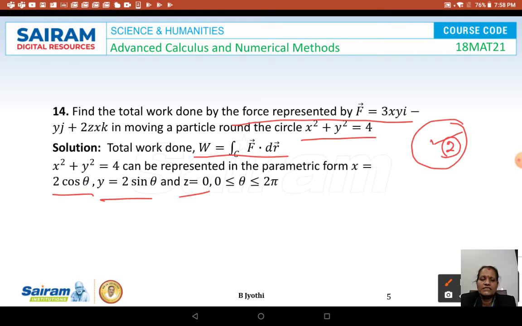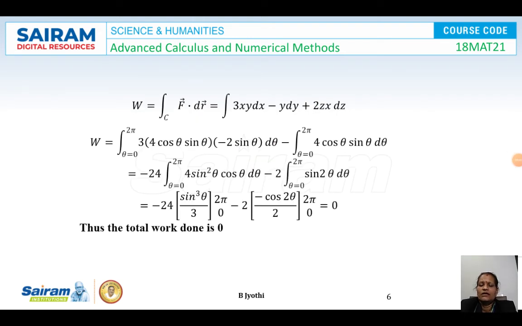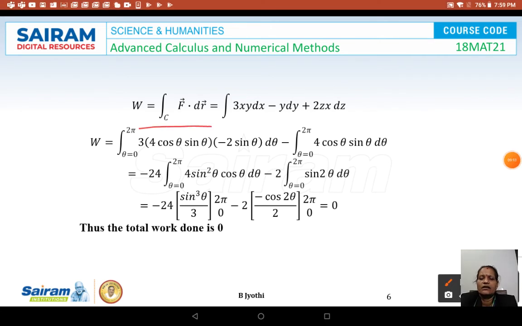And we know that this is the circle on the x-axis and y-axis, so theta will be varying from 0 to 2 pi. So, it is represented here. Theta is varying between 0 to 2 pi. Now, the work, that is W is equal to the integral of F dot dr. So, what do we get here? The integral of F dot dr is nothing but 3xy dx minus y dy plus 2zx dz, we get it.